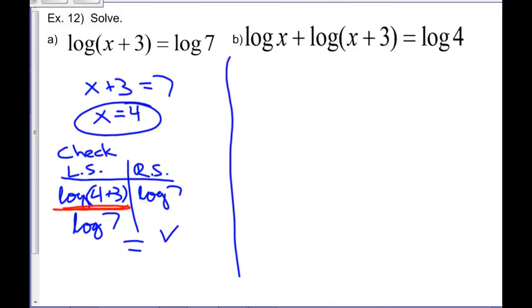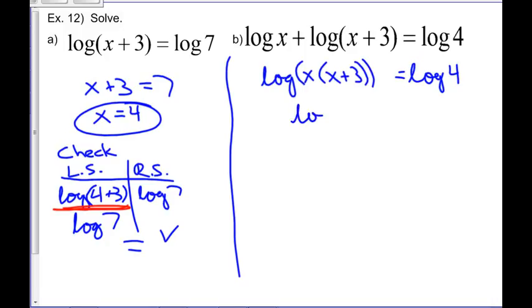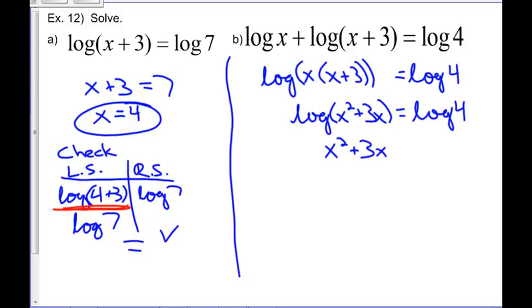Okay, so the right side's great. It's log 4. The left side, we have log plus log. To put those together, we would use the product law, which would tell us that we'd multiply our terms when we put them into a single log. In other words, we'd have log of x squared plus 3x equals log of 4. Great. At this point, we've got a single log on each side, and if their logs are equal, then x squared plus 3x must equal 4. Okay, it's a quadratic. We know how to deal with these.